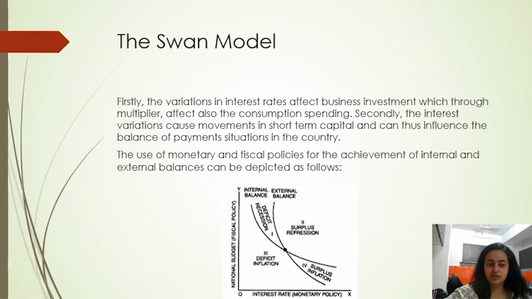Let's look further. Firstly, the variations in the interest rate affect the business investment, which through the multiplier also affects consumption spending. Secondly, the interest variations cause movements in the short-term capital and can thus influence the balance of payment situation in the country. The use of monetary and fiscal policy for the achievement of internal-external balance can be depicted using this diagram, right?